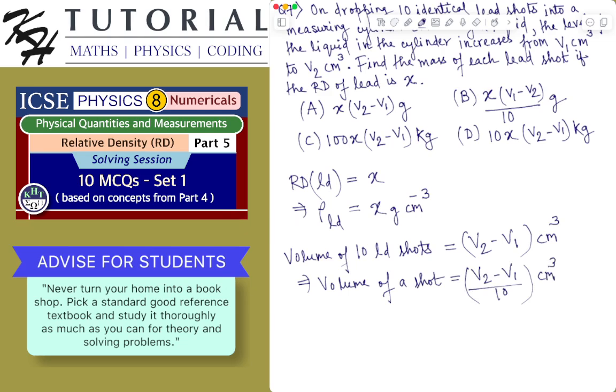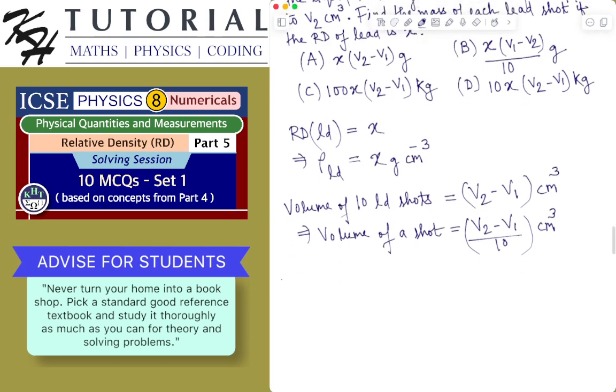Okay. So I know the volume of each shot. I also know the density of lead. Since all the shots are made up of lead, I can clearly find the mass of each lead shot. Mass of each lead shot will be equal to its volume, which is V2 minus V1 divided by 10, multiplied by the density of lead, which is X.